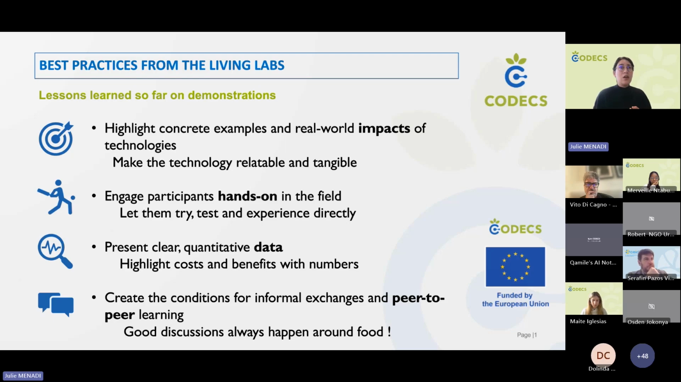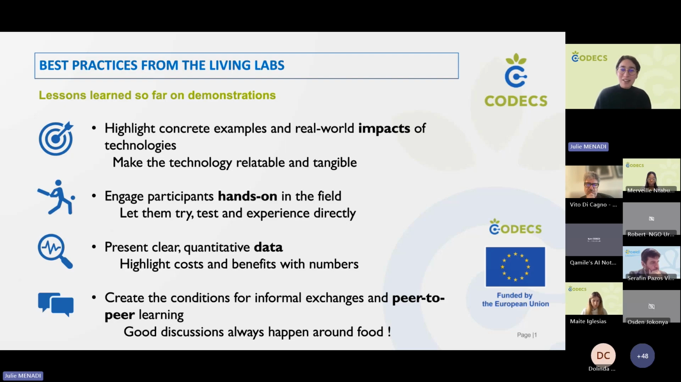Also, participants need clear and quantitative data. I think we'll maybe talk about it later on, but we really need numbers to show what the costs and benefits of these new technologies are. And if we go back to the target audience, you can target this data to the audience you are having. And finally, since we are gathering so many people, we need to create the conditions for informal exchanges and peer-to-peer learning.